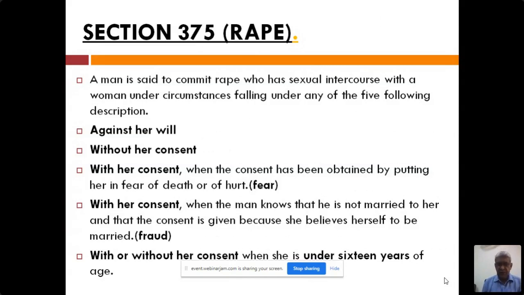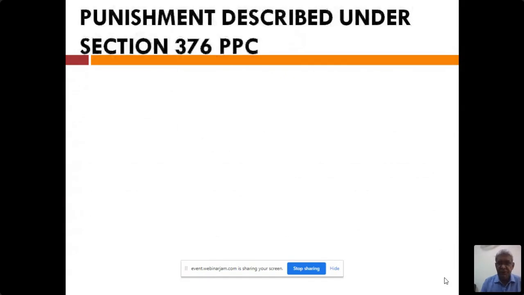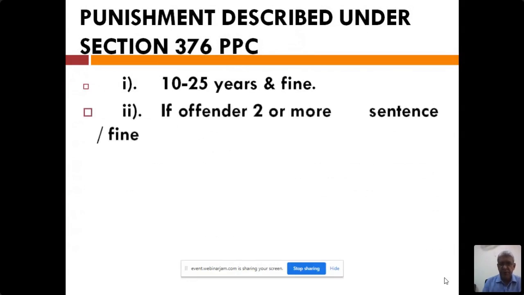Nowadays, another bill in the assembly is in progress where the age of 16 years has been enhanced to 18 years for females. Now, what are the punishments described under Section 376 of the Pakistan Penal Code as amended by the Women Protection Act? That is 10 to 25 years and fine. And if offenders are two or more, the sentence and fine will be enhanced.